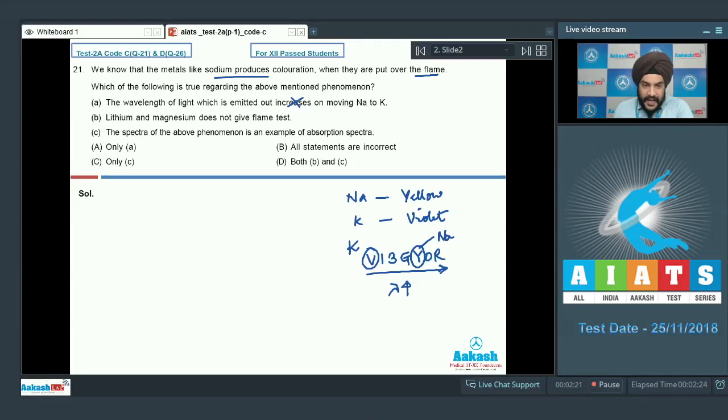Let us look at the B statement now. Lithium and magnesium do not give flame test. So students, this statement is also incorrect. Lithium does in fact give the flame test. It gives red coloration to the flame. It is magnesium which does not react. So statement B is also incorrect.